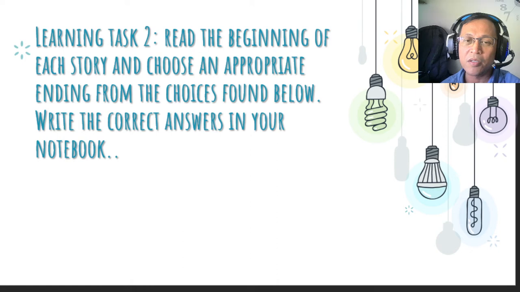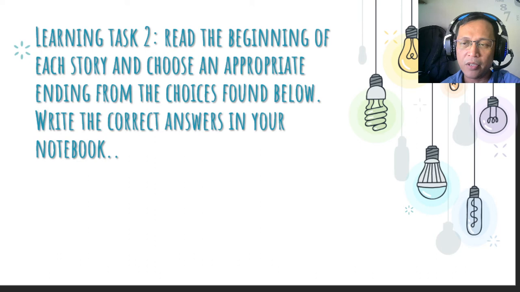And learning task number 2 would be to read the beginning of each story and choose an appropriate ending from the choices found below or beside the story. So again, you are going to write your answers in your notebook, and I'll be checking it later for performance output. Again, the direction would be to read the beginning of each story and choose an appropriate ending from the choices found below. Write the correct answers in your notebook.